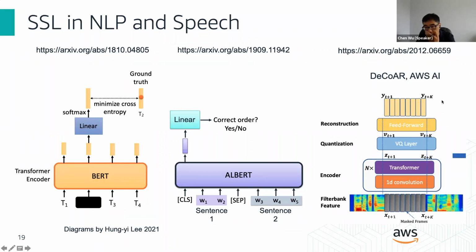Here is another example that AWS AI researchers have been working on. They apply a similar idea, but on speech signals. Instead of having a token, you have filter banks, and you can do similar things: mask out a section, and let the model predict what's in that section. That's kind of interesting. This gives us a framework to do self-supervised learning.